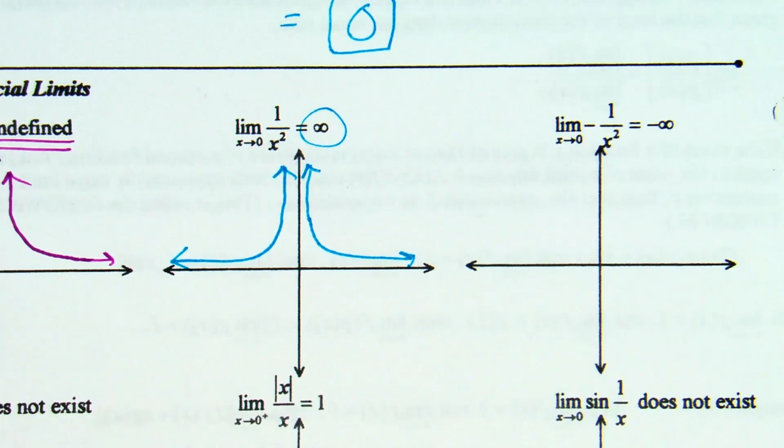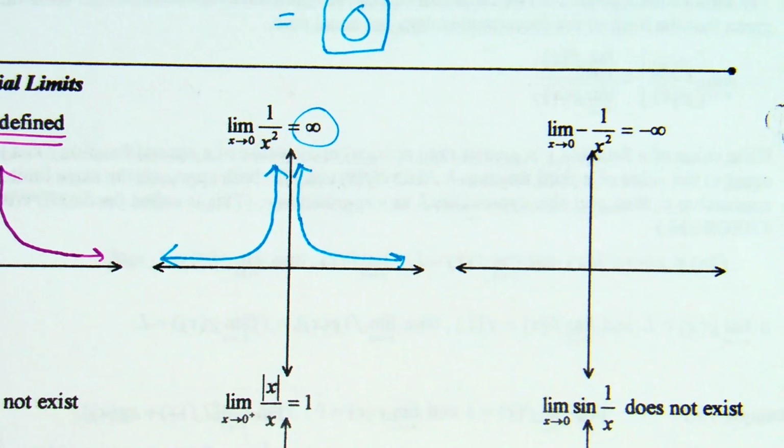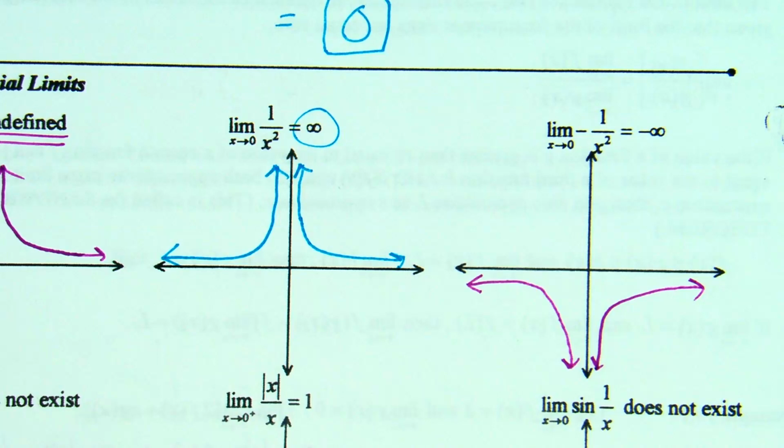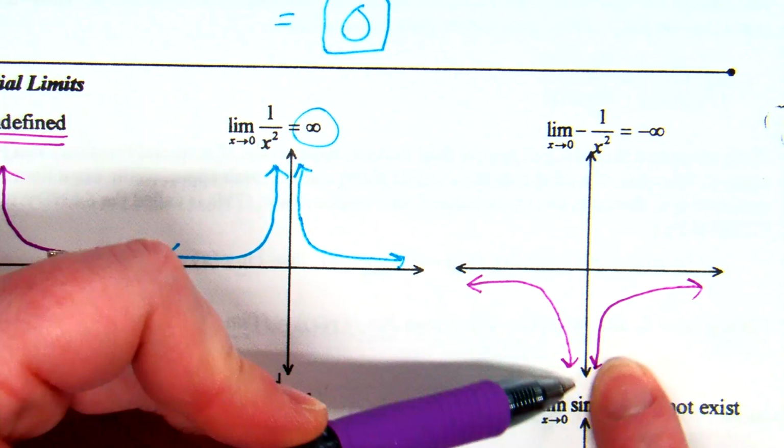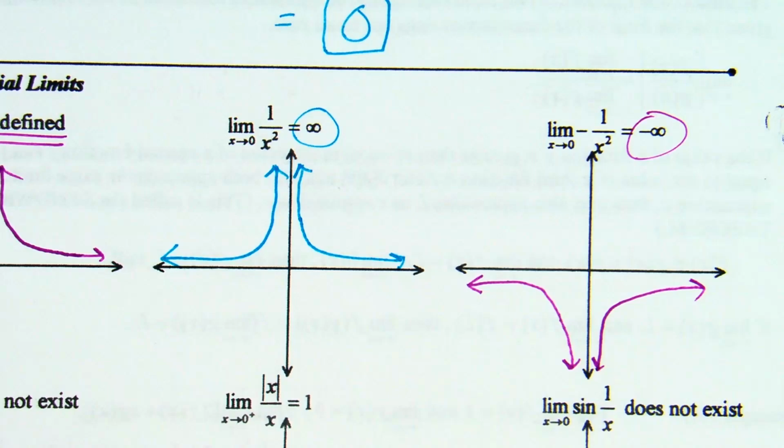What if I put a negative on that graph? Yeah. A negative out front is going to reflect it over the x-axis. So that means my hyperbolas that were in quadrants 1 and 2 are now going to be down here in 3 and 4. The limit as x approaches 0, where are my graphs going as we approach 0 from left and right? Down, and so that's negative infinity.